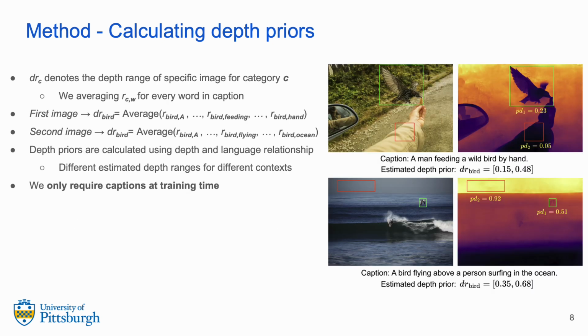Further, we define a variable dr to denote the depth range of a specific image for category C. We average the R variable for every word in the caption to obtain dr. As illustrated in two examples, we obtain different depth ranges for the same object depending on different contexts. Note that we only require captions during training.